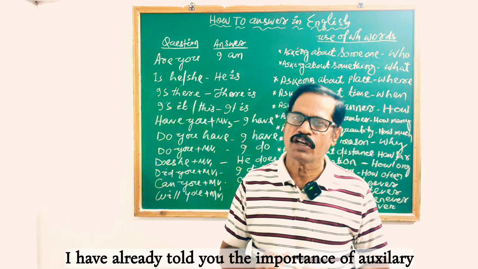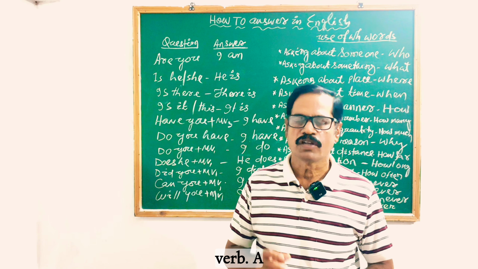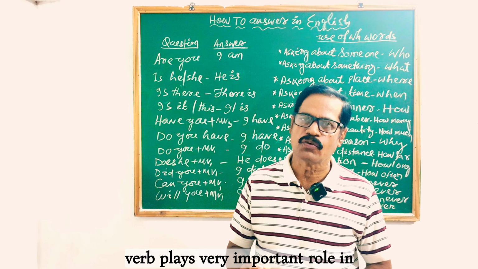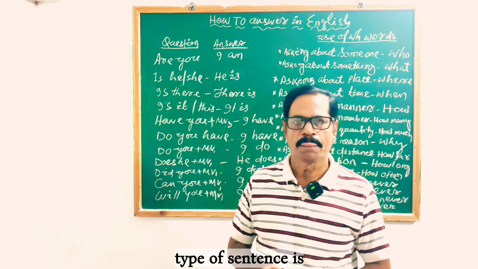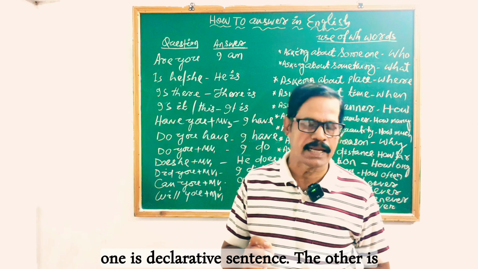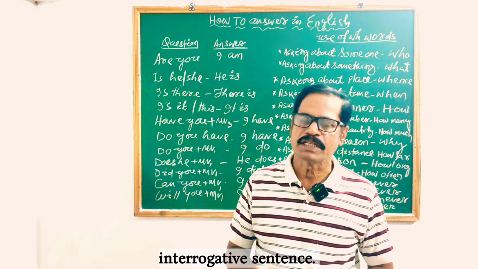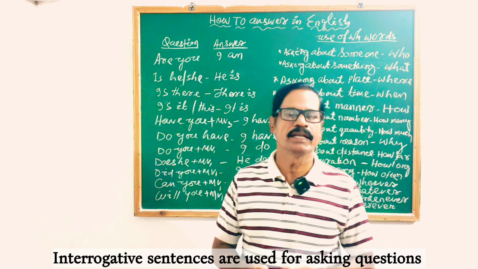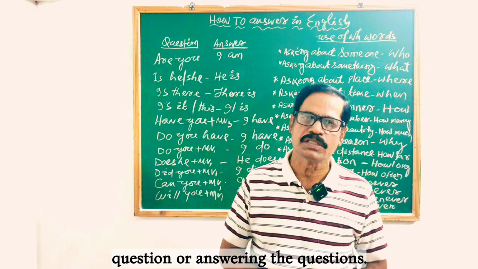In my first video, I have already told you the importance of the auxiliary verb. The auxiliary verb plays a very important role in framing a sentence, no matter what the type of sentence is. Almost all people speak two types of sentences. One is the declarative sentence, the other is the interrogative sentence. Interrogative sentences are used for asking questions. Declarative sentences are used for replying to or answering the questions.